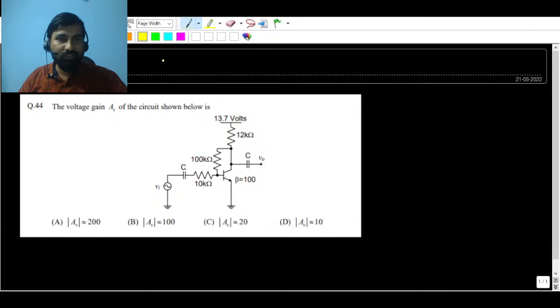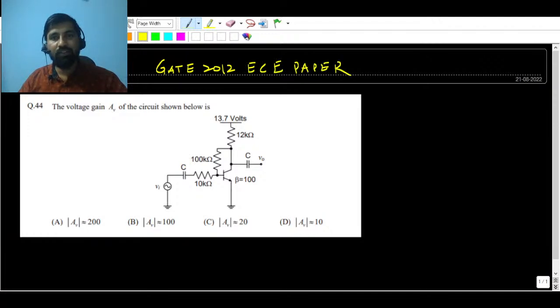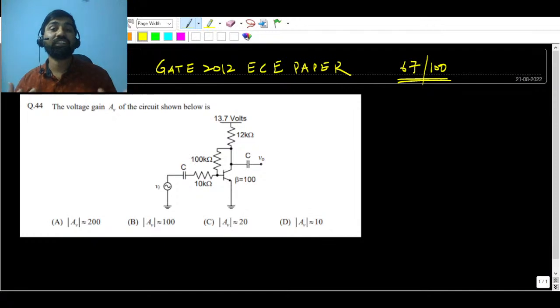This question was asked in GATE 2012 in the ECE paper, and that year the topper's marks were 67. One of my close seniors got 67 marks out of 100. That year the paper was conducted by IIT Delhi. You can see this question is beautifully framed, and you can see the options as well.